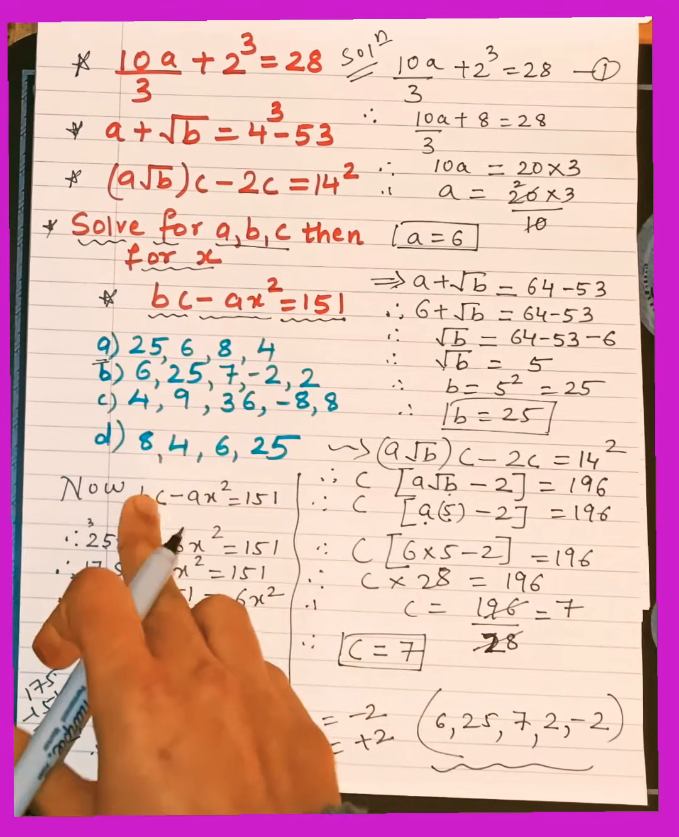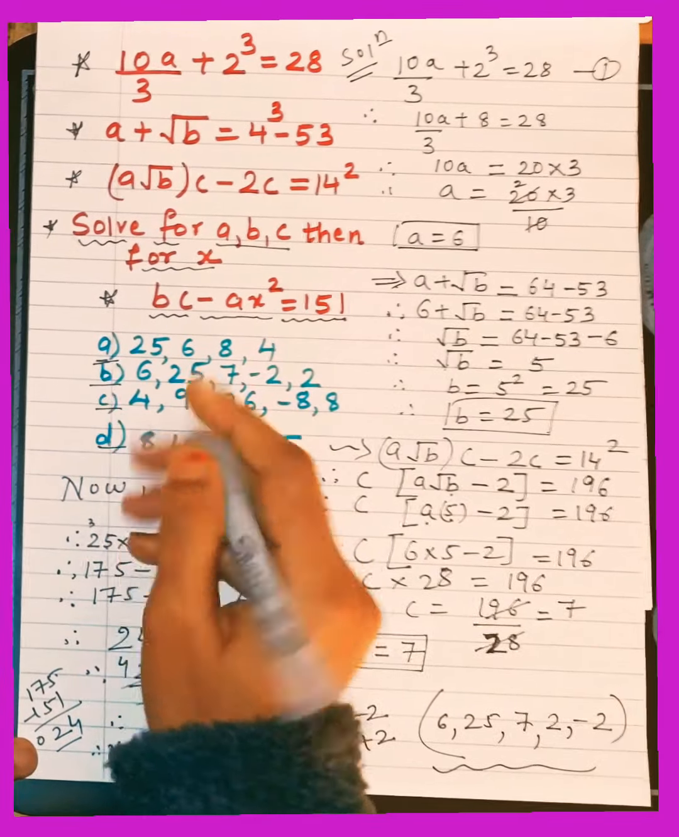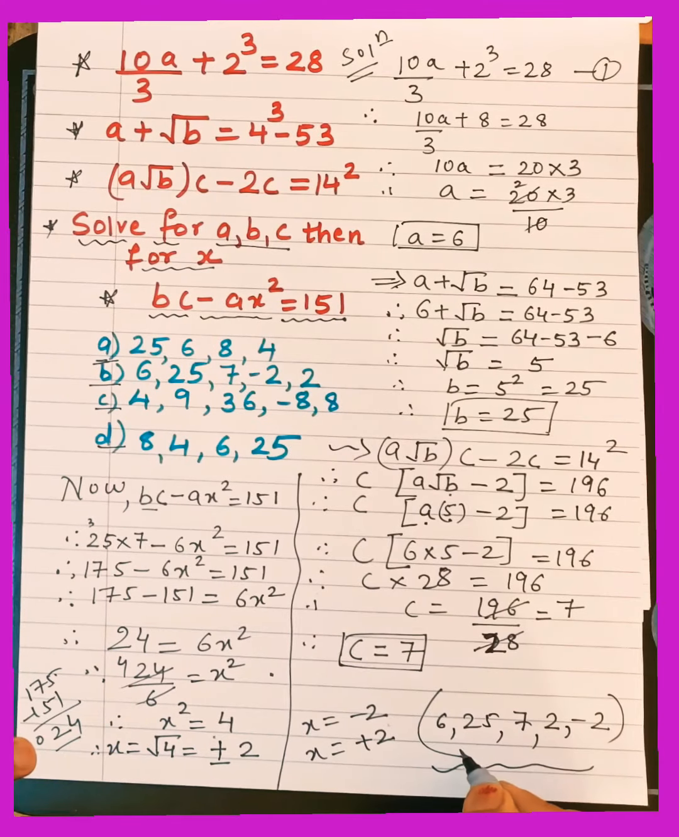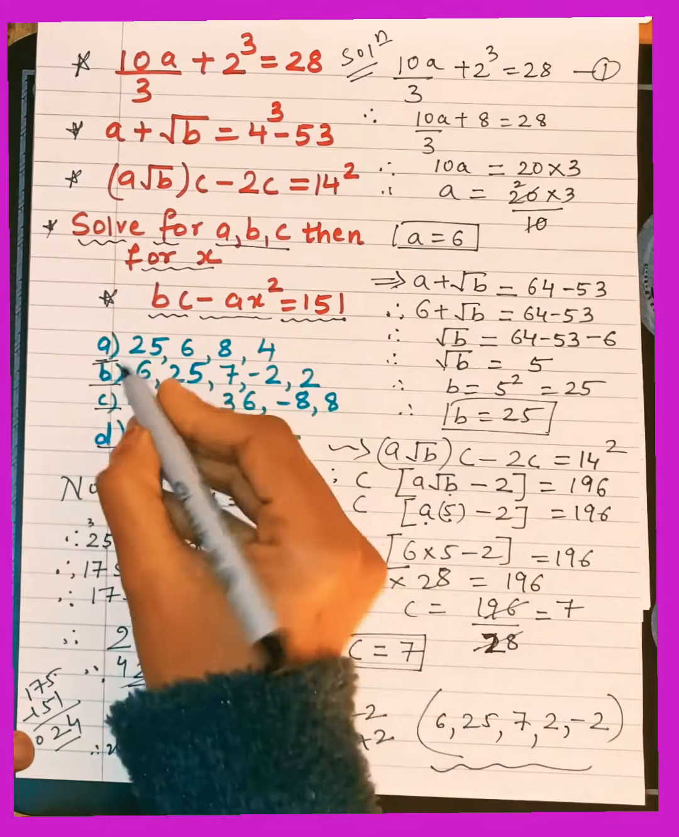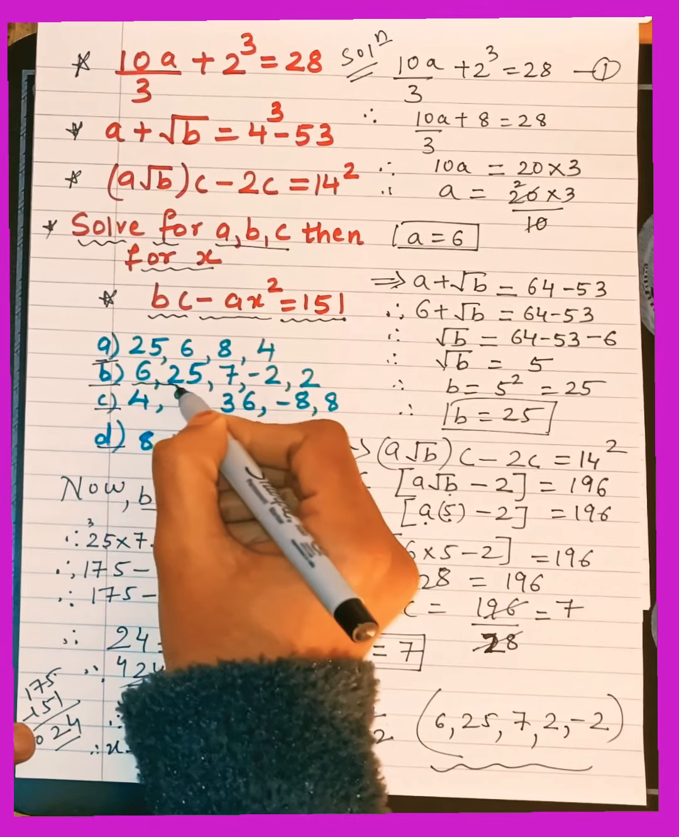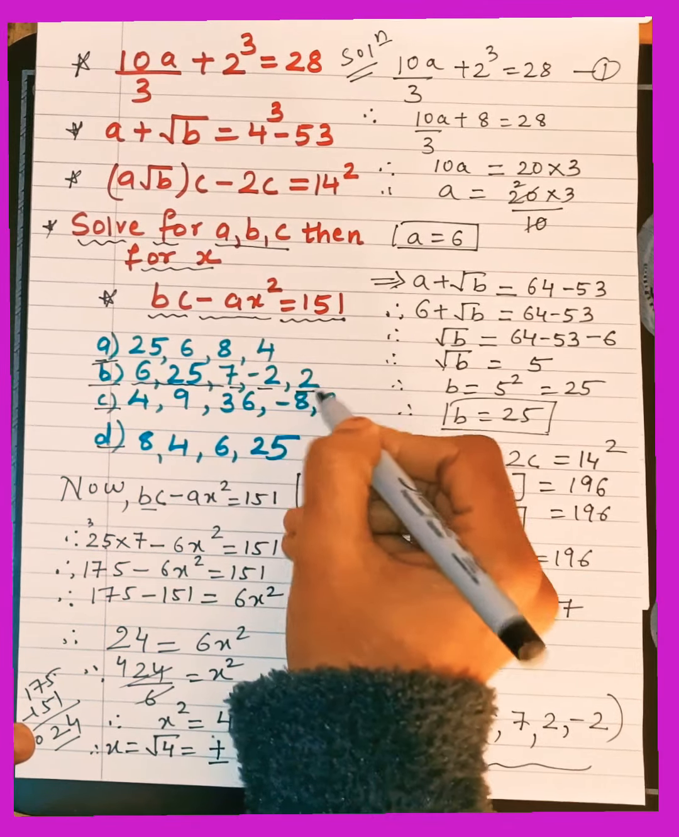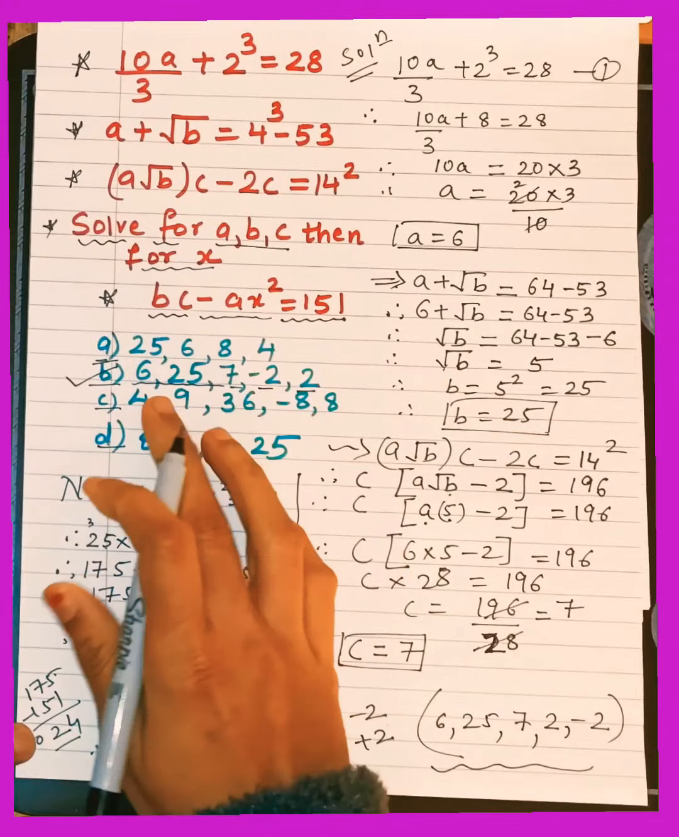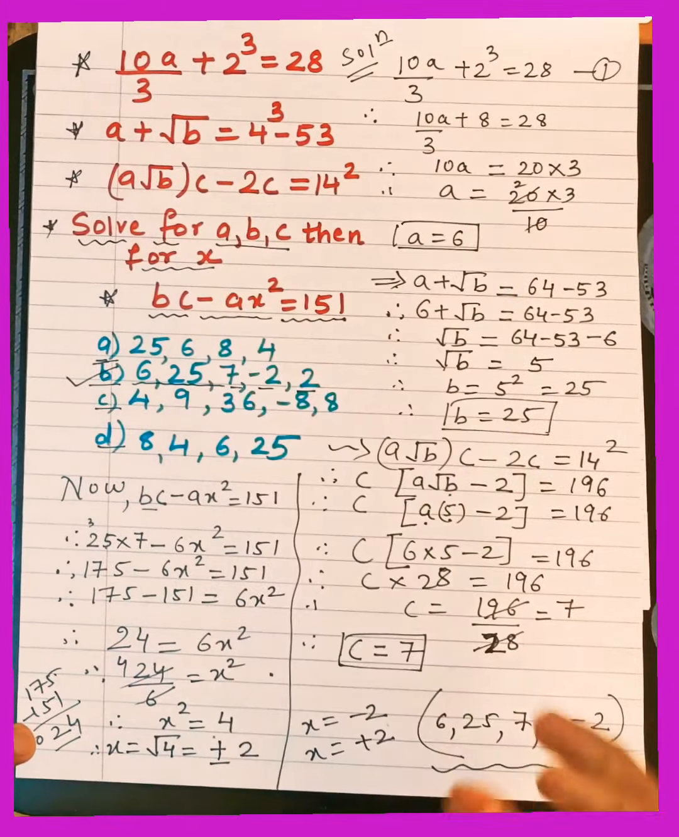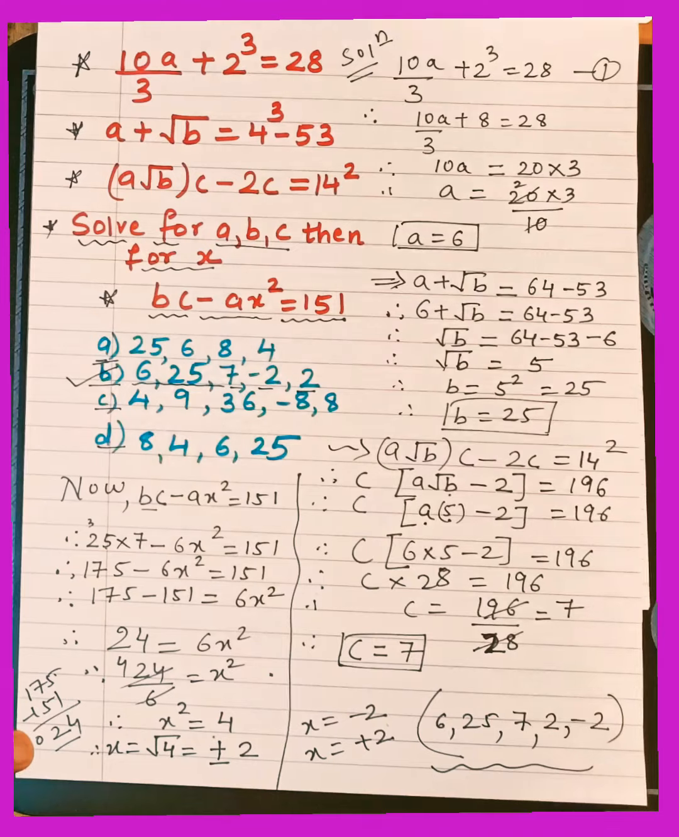If you check the options, there are 4 options, right? In those 4 options, which one satisfies 6, 25, 7, 2 and minus 2? If you see option B, 6, 25, 7, minus 2 and 2. So option B is the correct solution for this type of question. I hope you understood this question.